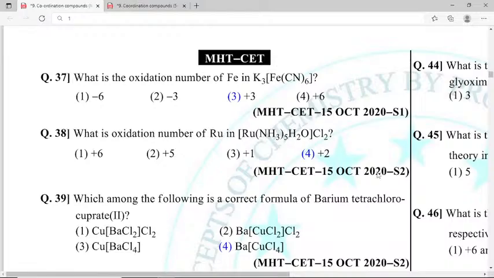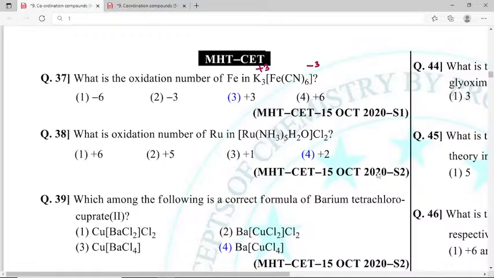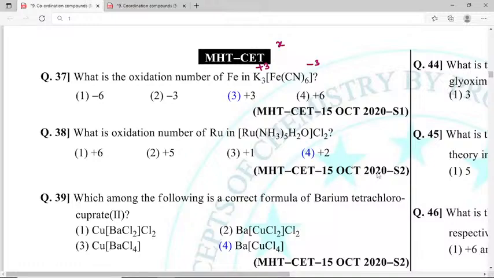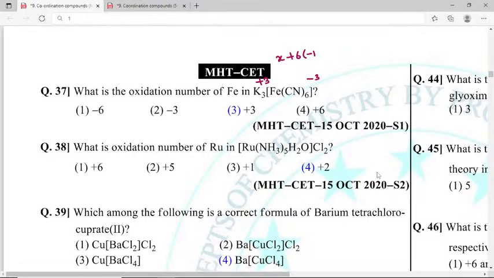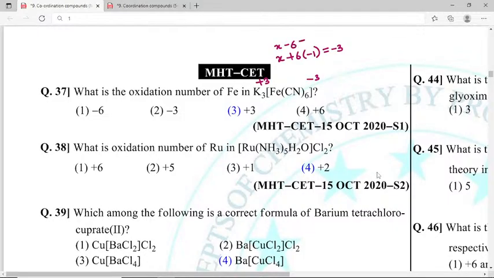Okay, what is the oxidation number of Fe in K3[Fe(CN)6]? So how to calculate the oxidation number here? Potassium has plus 3, the whole complex has minus 3. So Fe has the value X, plus 6 times CN, CN stands for minus 1, is equal to minus 3. So X minus 6 is equal to minus 3. So X has the value plus 3.